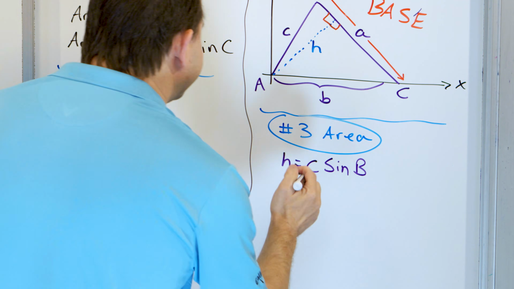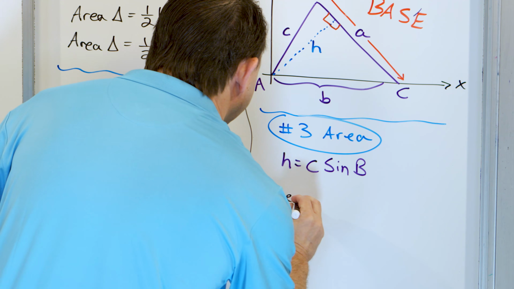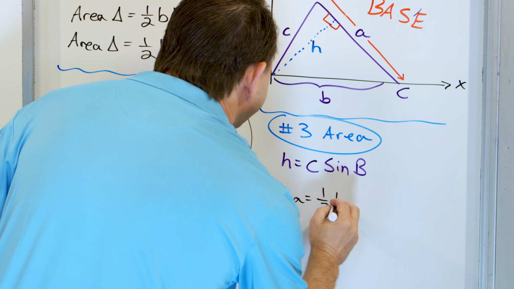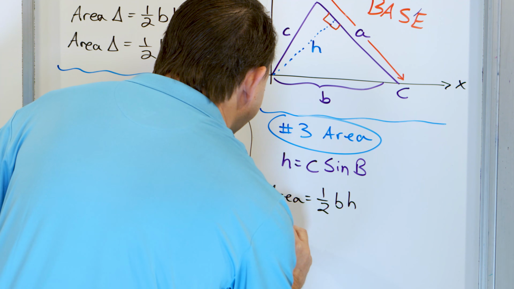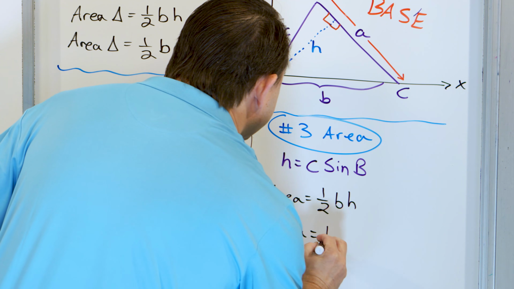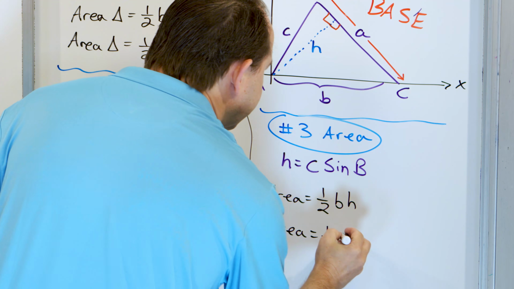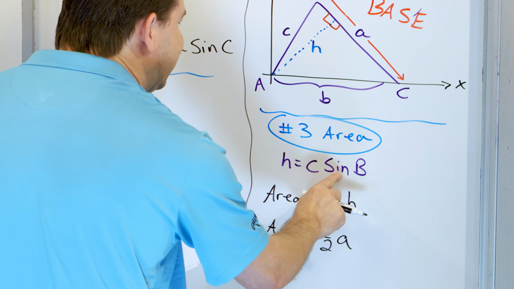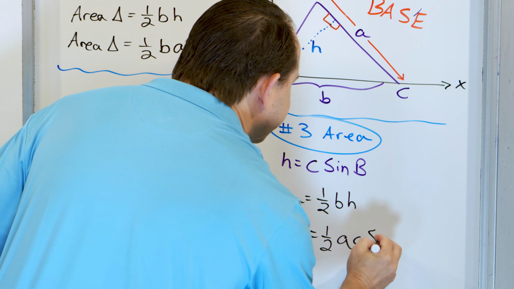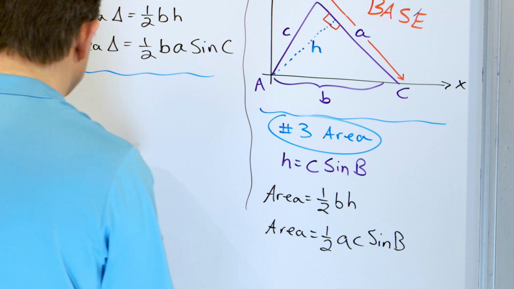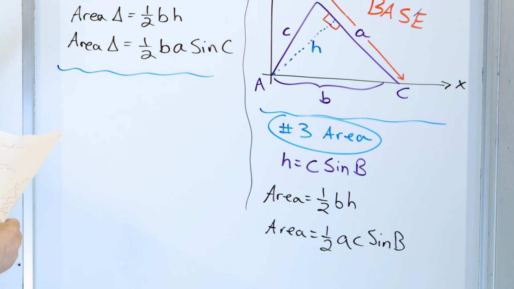So then we can say that the area is 1/2 times the base times the height. This area is 1/2 times the base of the triangle, which is now a over here, times its height. But the height we just wrote was c times the sine of B. So the area is 1/2 ac times sine of B.